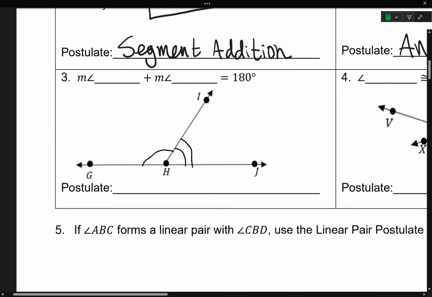Number 3, we got some addition of angles happening again. Let's take a look. Measurement of some angle plus a measurement of another angle equals 180. In the picture, I have two angles labeled. The angle on the left, let's label it GHI. And the angle on the right, let's name it IHJ. When I add those two angles, I get 180. That's a straight line. The postulate is the linear pair postulate.